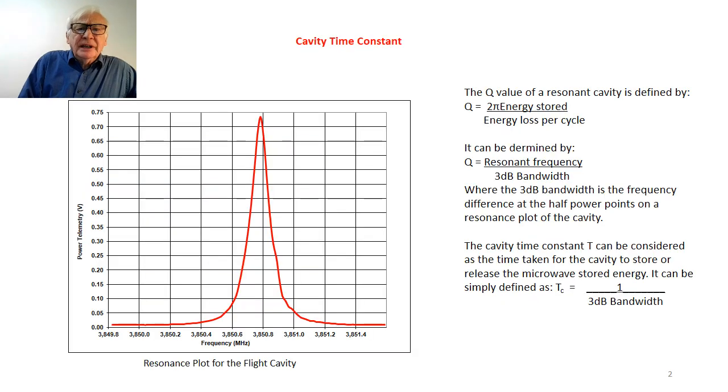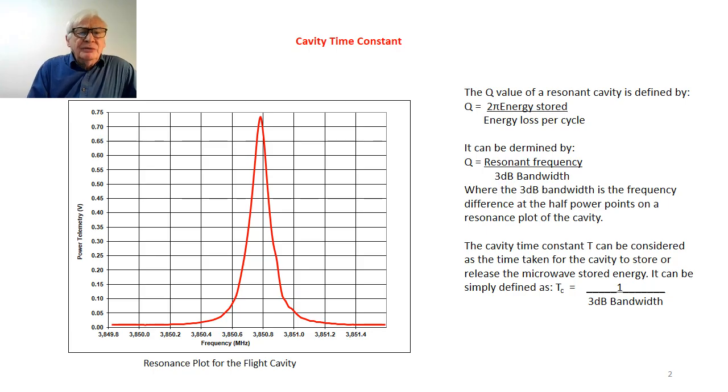So we've said that the cavity has a time constant, and now we'll look at how we calculate that time constant. So first of all, we need to look at a plot shown on the left of the slide of the power inside the cavity as you sweep across the frequency range. Now the power in this case is the telemetry value of the power, the output of the power detector, and so this is measured in volts, and in fact this is a resonance plot for a flight cavity.